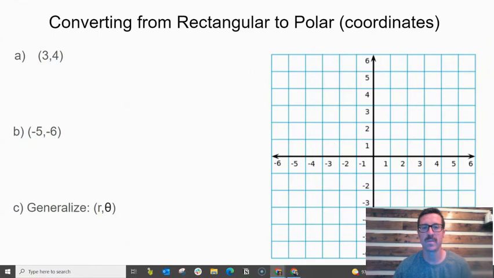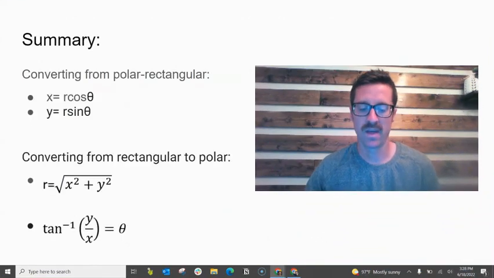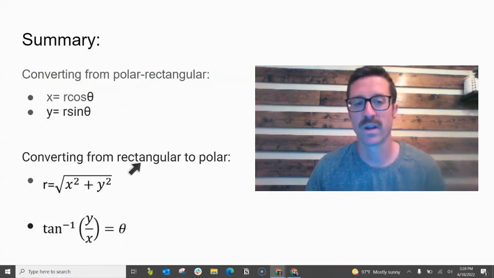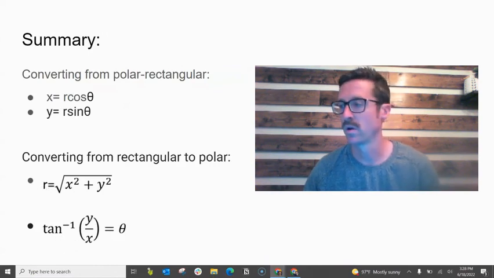I think I have this summarized on my last slide. My last slide says, converting from polar to rectangular, the x coordinate is r cosine theta and the y coordinate is r sine theta. And when you're converting from rectangular to polar, you do the Pythagorean theorem to find the radius and inverse tan to find your angle.